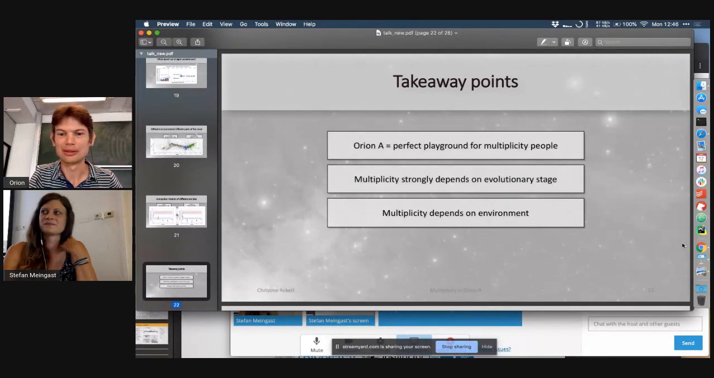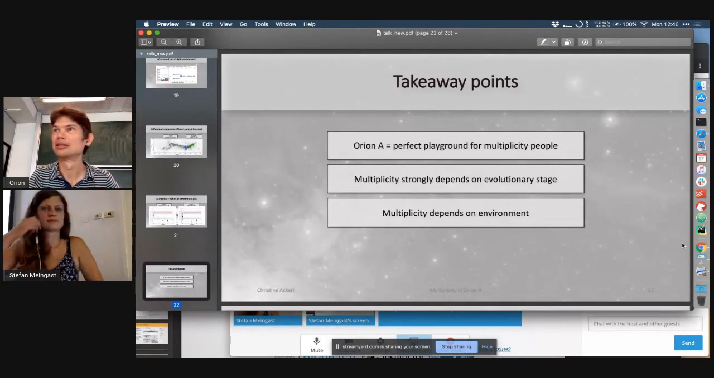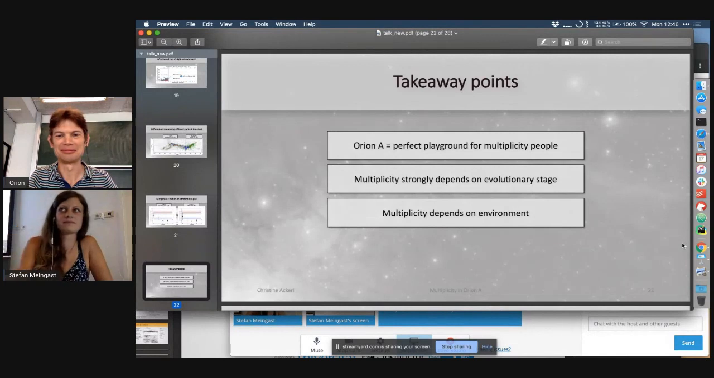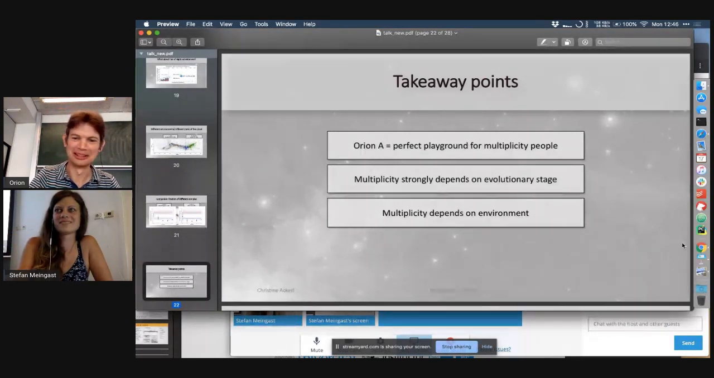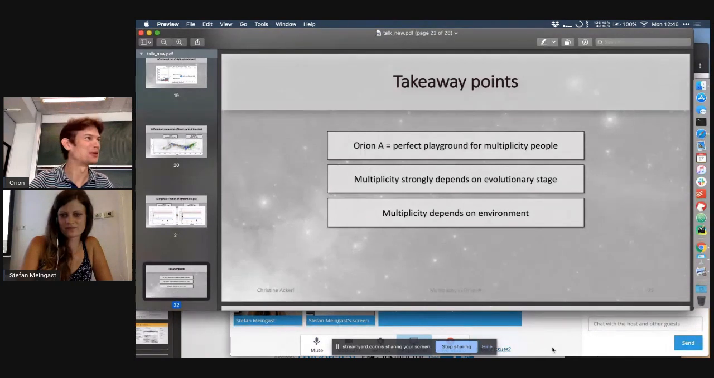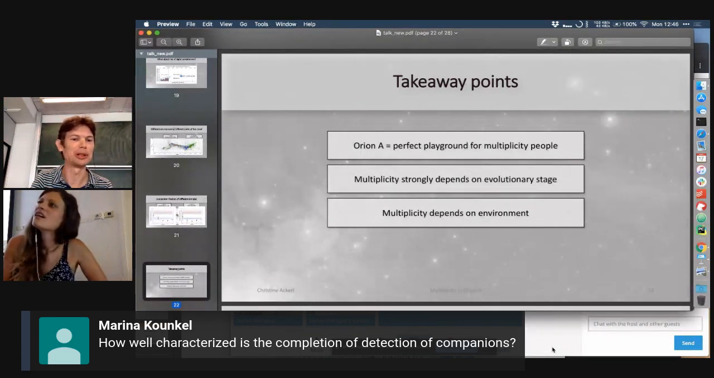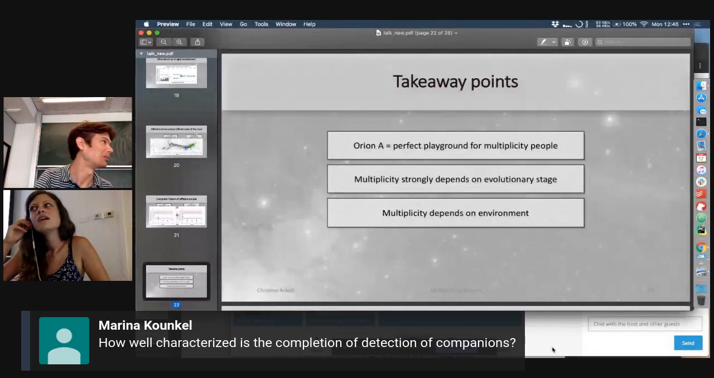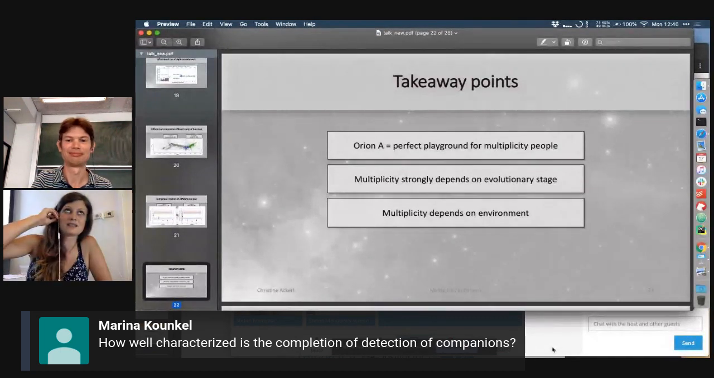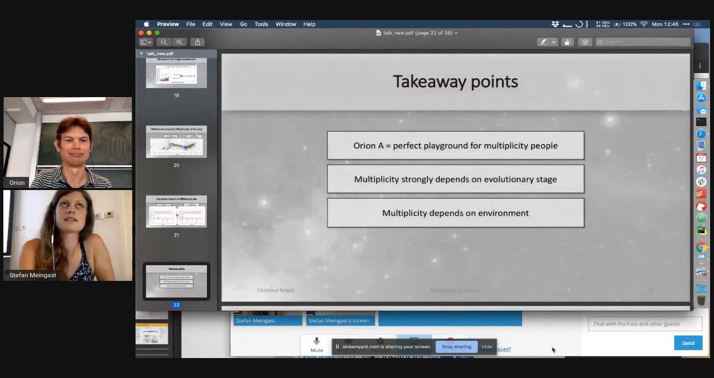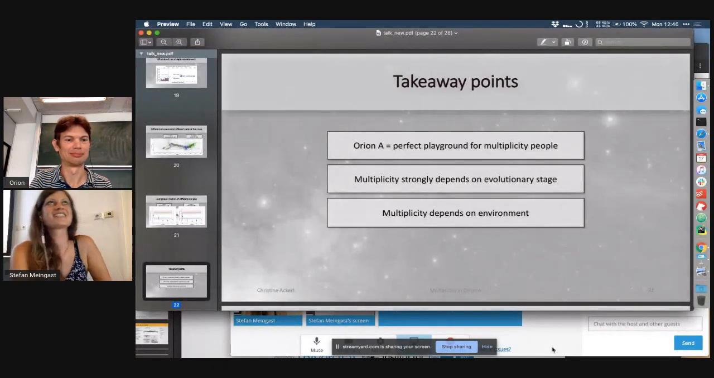I don't see it yet. There are rumors there's another question. I have to wait for a few seconds until it shows up here. Ah, there it is. A question by Marina. How well characterized is the completeness of detection of companions? Sorry, can you repeat? So how well characterized is the detection completeness of the companions?